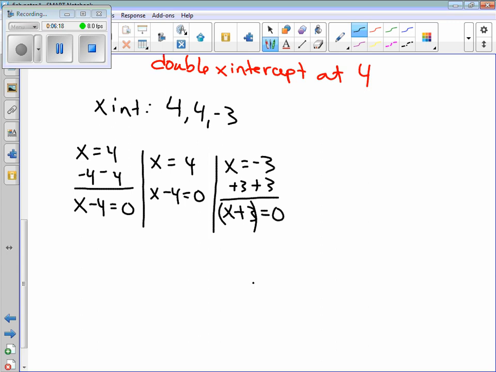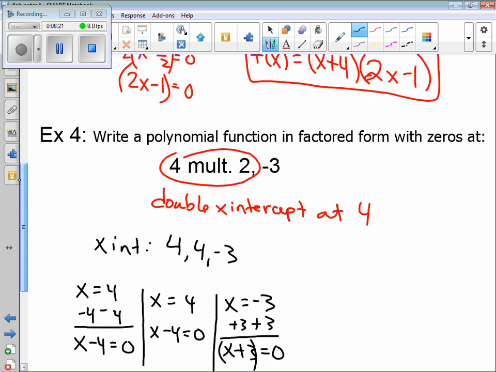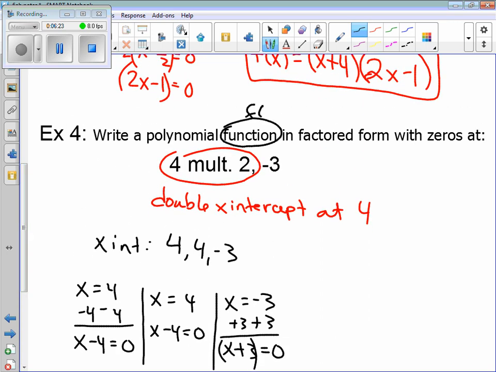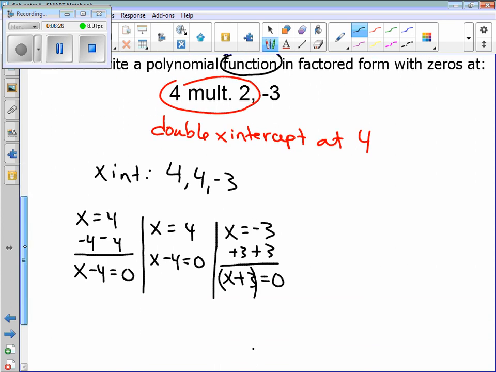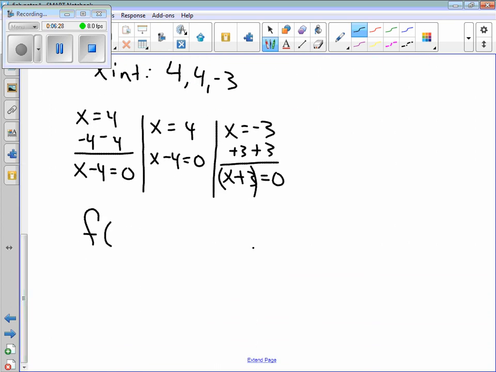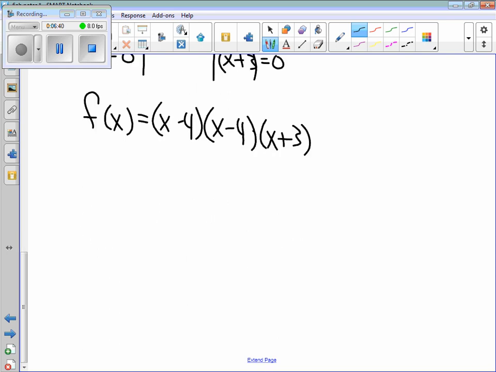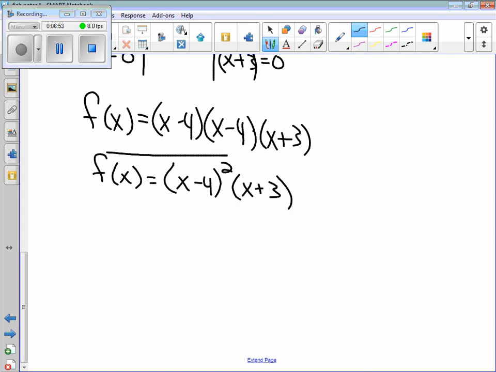So, since it is a function, you need f of x. You have g of x, c of x, doesn't matter. As long as you have f of x, something of x, that's a function. x minus 4 times x minus 4 times x plus 3. But some of you right now are saying, Mr. Johnson, we have 2 x minus 4s. So why can't we rewrite it? Well, we certainly can. We have x minus 4 squared. We have 2 of them. And x plus 3. There would be my final answer.